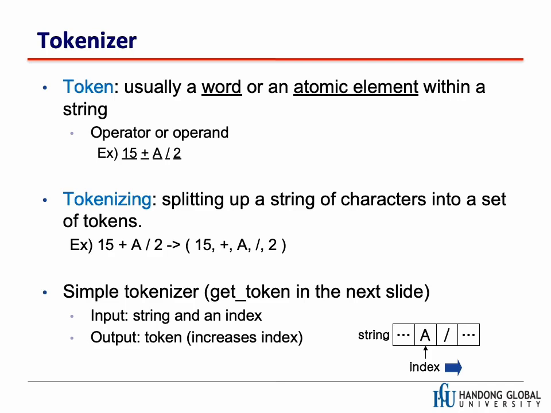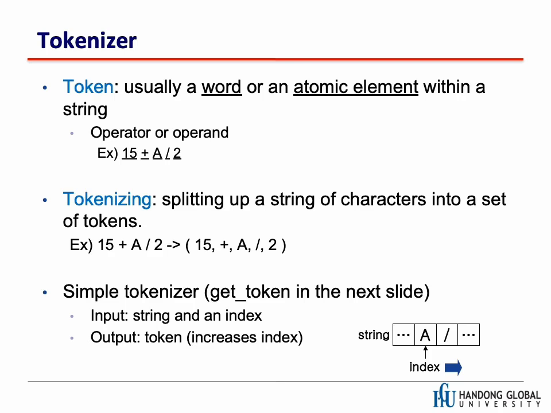In an expression, operators and operands are the tokens. These tokens can be obtained by a process called tokenizing, which splits up a string of characters into a set of tokens. Again, given 15 plus A divided by 2, we will get 5 tokens.